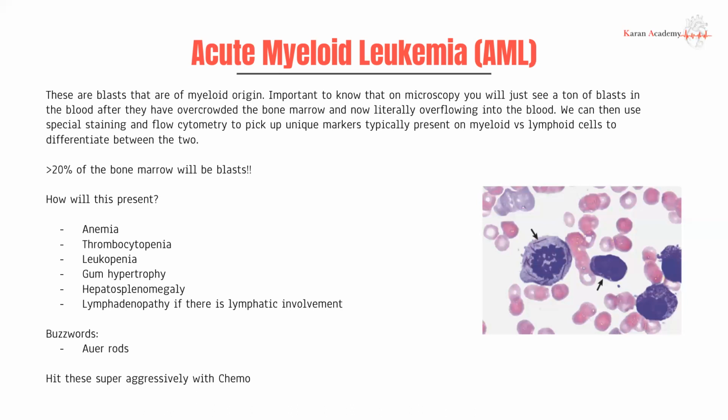Hepatosplenomegaly, again, because those parts are where your WBCs would infiltrate. And then you can also have lymphadenopathy if there's lymphatic involvement. The buzzword for this is these things called Auer rods, which are cytoplasmic inclusions, which look like this and are specific to AML. We'd want to treat this super aggressively with chemotherapy, and they often have a good response.